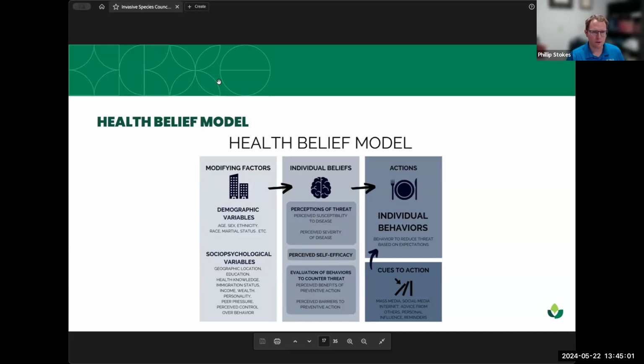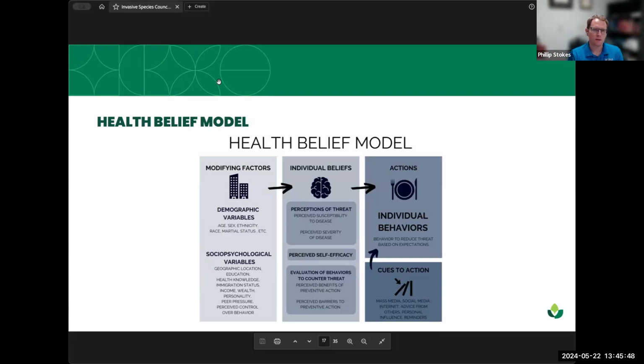Some of the pillars of the health belief model are the perceived susceptibility to a threat, the perceived severity of the threat, the benefits of doing something, and the barriers to doing something. The barriers could be cost or a disruption in daily life or routine. The perceived self-efficacy is basically someone's confidence that they can take a behavior to improve something. So you can think about how this would relate to invasive species, especially when it looks at prevention.